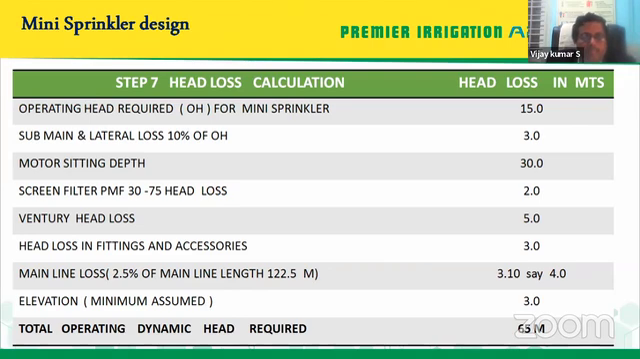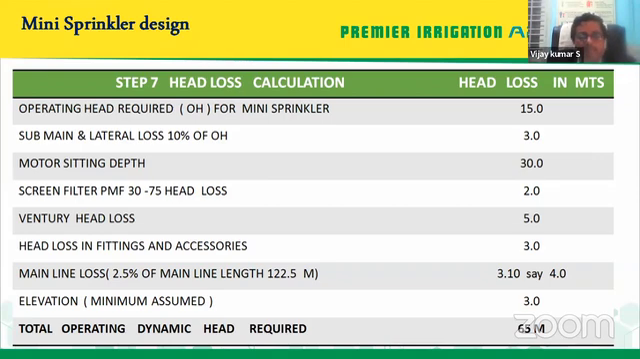The motor is sitting at a depth of 30 meters, and the screen filter will have a 2-meter head loss. If I am going to apply fertilizers through the venturi, it will be another 5 meters, and fittings and accessories around 2 to 3 meters. You know the length of the main line to the longest length, and 2.5% of that, 122.5 meters multiplied by 2.5 by 100, will give you 3.1. I've rounded it off to 4 meters.